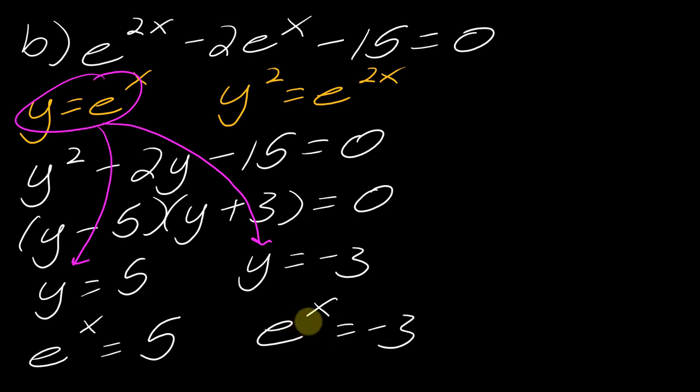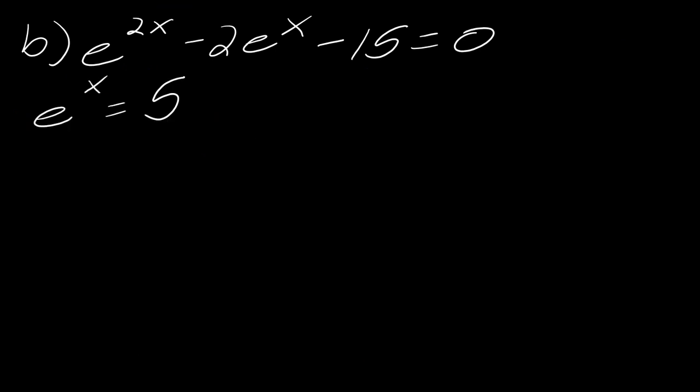You can't have a positive number, raise it to some exponent, and have it equal a negative number. It's just not a thing. So this is not an actual possibility. It's not a solution. So we only need to focus on what do we do with e to the x equals 5. So let me clear some space. And let's look at our friend e to the x equals 5.